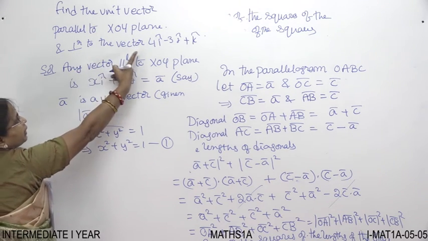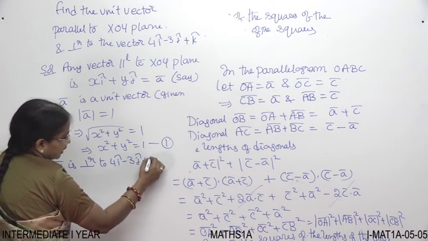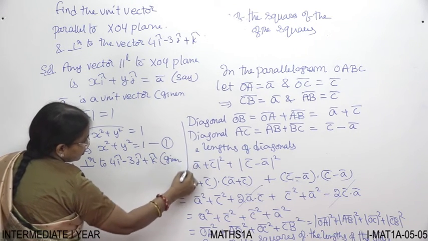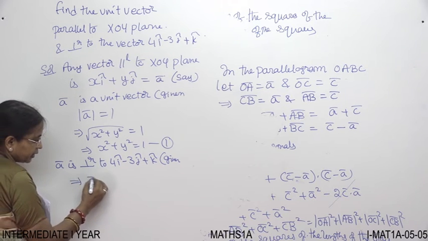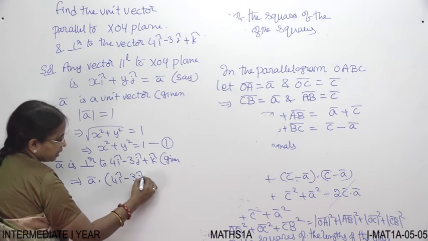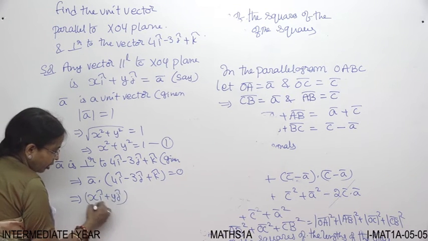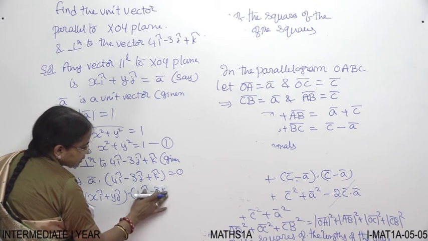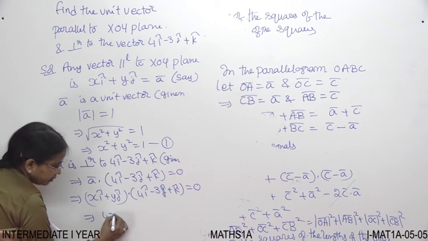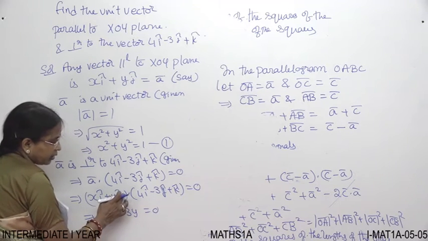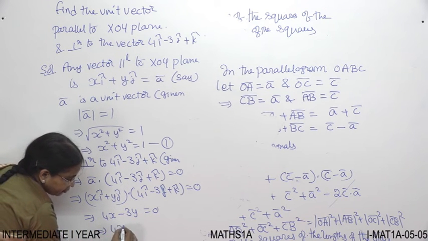Now this vector is perpendicular to this vector. So that means A is perpendicular to 4i minus 3j plus k. This is given. When any two vectors are perpendicular, their dot product is 0. So A dot (4i minus 3j plus k) is equal to 0. But what is A? xi plus yj. So (xi plus yj) dot (4i minus 3j plus k) is equal to 0. When you take the dot product, it becomes 4x minus 3y is equal to 0. k is not there, so here it is 0k, and 0 into 1 is 0. So 4x is equal to 3y.